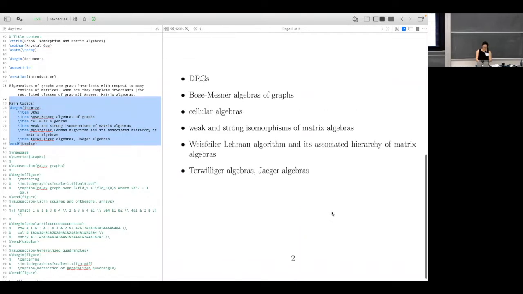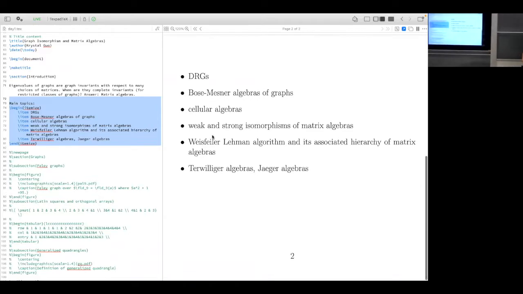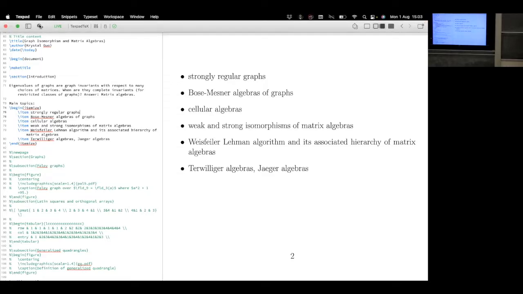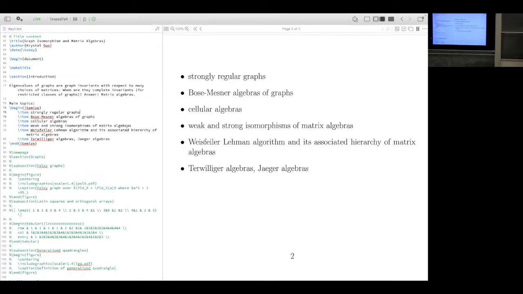Okay, so since everyone is starting with these, we can see if my LaTeX is working. So here's the list of basic topics. First, we will talk about distance regular graphs, although I've just looked at my list of examples, and it would appear that I'm only doing strongly regular graphs. It's actually supposed to check live as I type, but it seems to be a bit slow. And then we'll look at Bose-Mesner algebras of graphs, but only as an example of a cellular algebra.